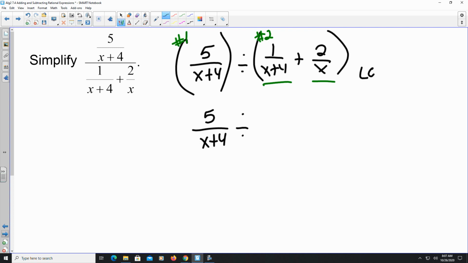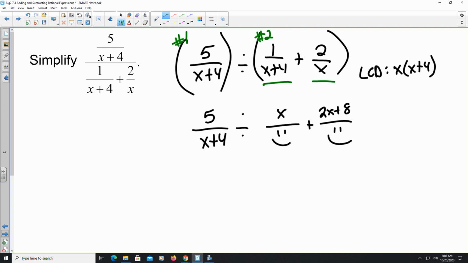Since I can't factor out x plus 4 and I can't factor out x, I'm just going to multiply them together. So the LCD is x times the quantity x plus 4. For the first fraction, x plus 4 is already there, and it's missing x, so 1 gets multiplied by x and it's just x. Over here on the right, I already have x, but x plus 4 is different. So I multiply 2 by x plus 4, which gives me 2x plus 8 when I distribute it.